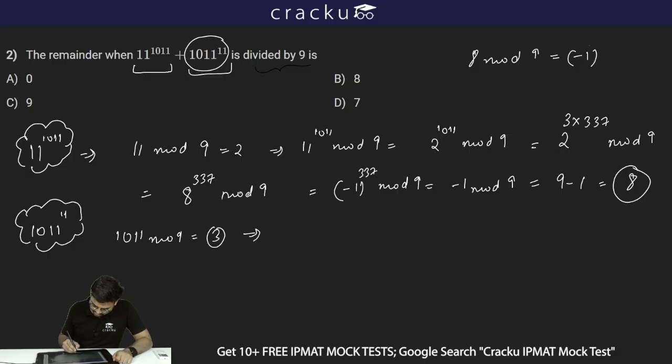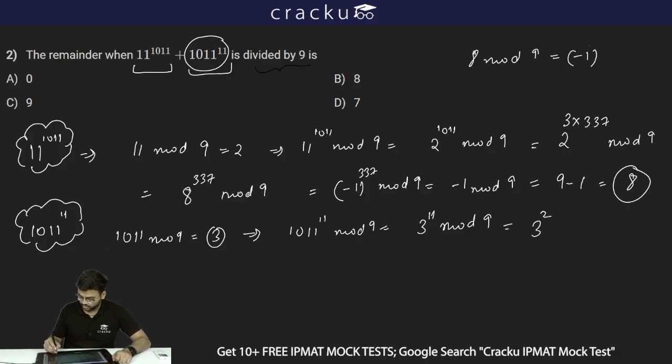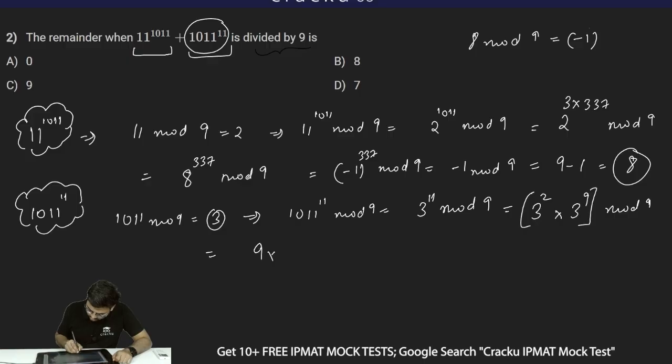So I can write this as 1011 to the power 11 mod 9, as 3 to the power 11 mod 9, which I can further write as 3 square into 3 to the power 9 mod 9, which is 9 into 3 to the power 9 mod 9. Now it has already a 9, so it will be completely divisible by 9. The quotient will be 3 to the power 9 and the remainder will be 0.